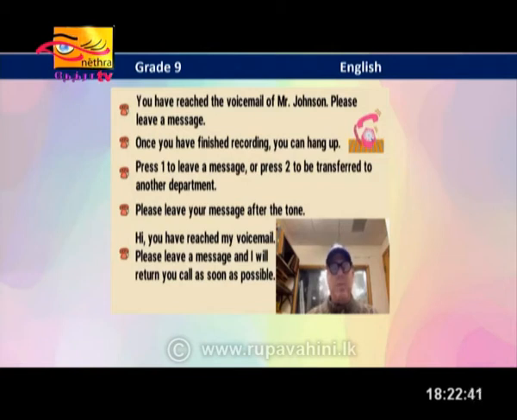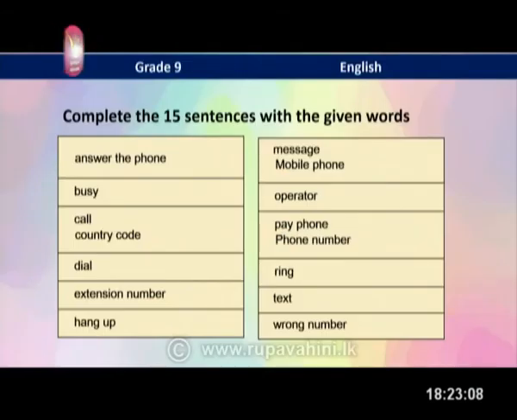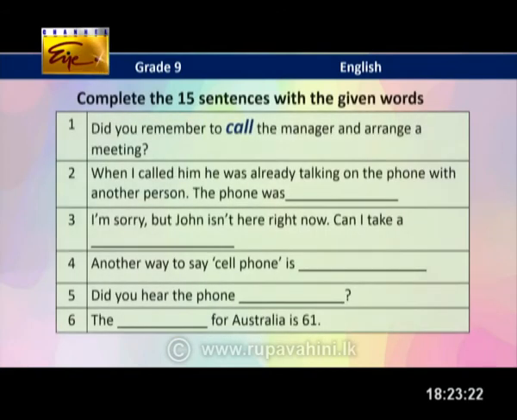Yes. So these are some of the new terms that you should know. So please listen to them carefully and try to get your knowledge upgraded. So with that, we have another exercise where you have to be very good. If you are using the phone, you should know these terms. So there are 15 sentences with the given words. These are the words: answer the phone, busy, call, country code, dial, extension number, hang up, message, mobile phone, operator, pay phone, phone number, ring, text, wrong number. So shall we check the answers?